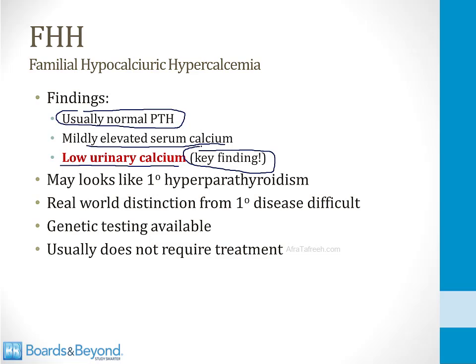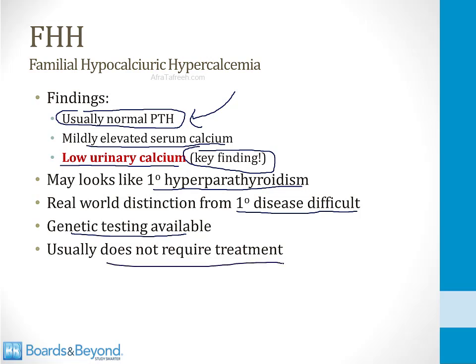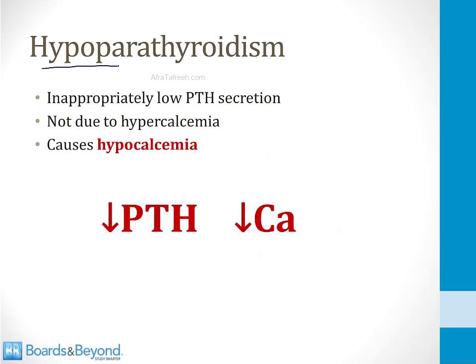Now, in real life, this disorder can look just like primary hyperparathyroidism. Some patients have a mildly increased PTH level, and this can make it look like primary hyperparathyroidism. The real-world distinction from primary hyperparathyroidism, which is a much more common disorder, is difficult. There is genetic testing available, and it's important to distinguish this from primary hyperparathyroidism because FHH is usually mild and does not require any treatment, and you don't want to unnecessarily send a patient with FHH for a parathyroidectomy thinking they have primary hyperparathyroidism. Now let's talk about hypoparathyroidism.